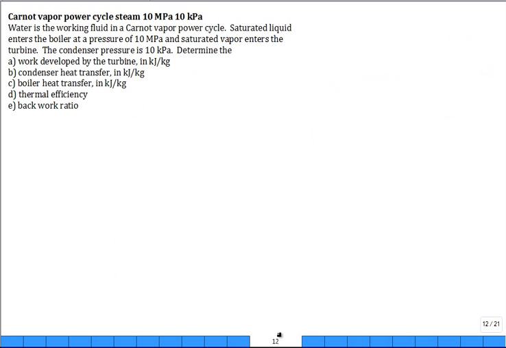Let's work a problem. The Carnot vapor power cycle with steam, water, has 10 megapascal and 10 kilopascal as the two pressures. So saturated liquid enters the boiler at 10 megapascal, just like we had. I'll just quickly resketch that temperature entropy diagram.